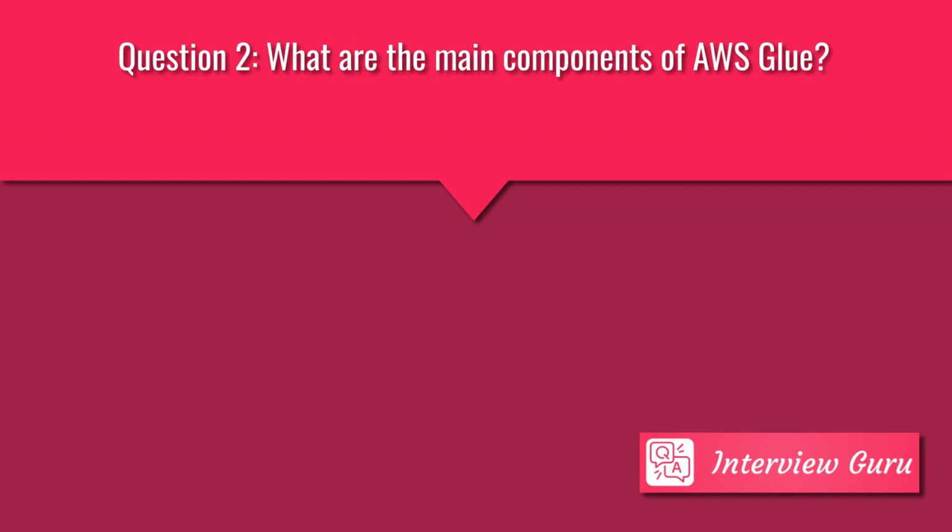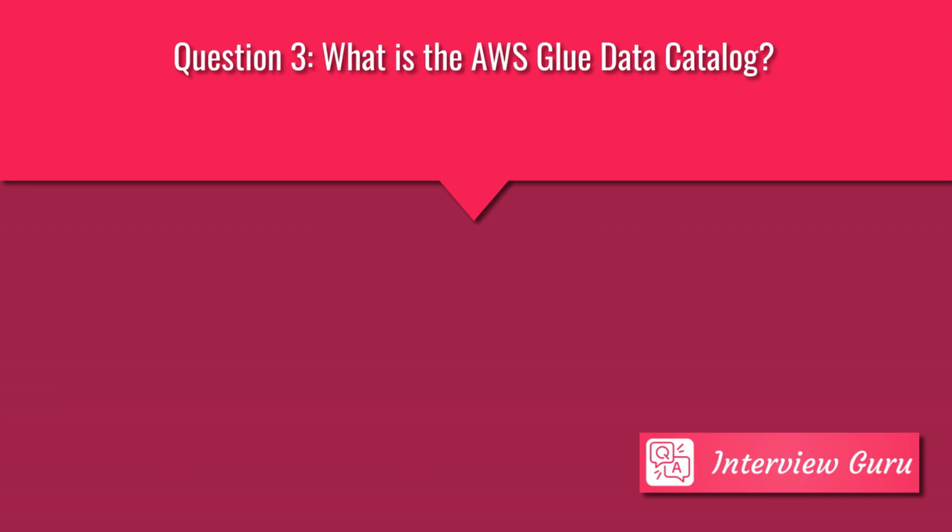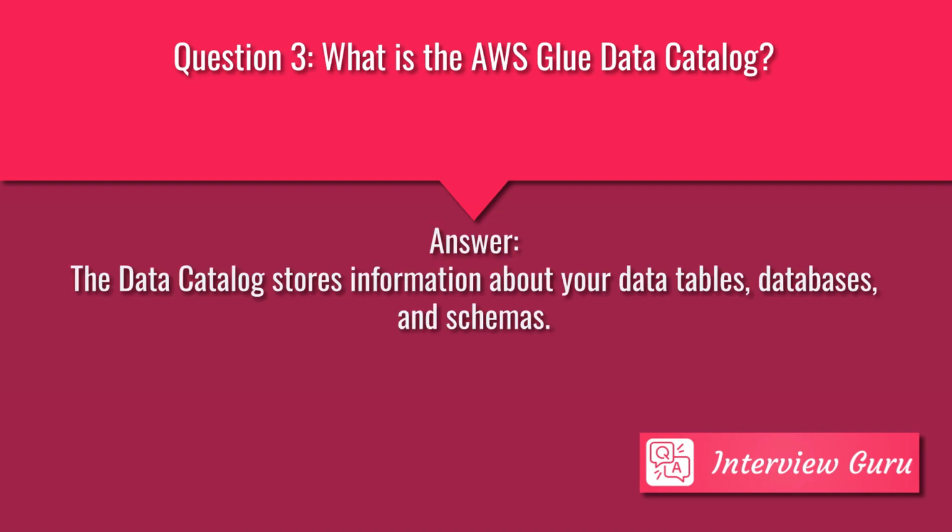Question 2. What are the main components of AWS Glue? The main components are data catalog, crawlers, ETL jobs, and triggers. Question 3. What is the AWS Glue data catalog? The data catalog stores information about your data tables, databases, and schemas.